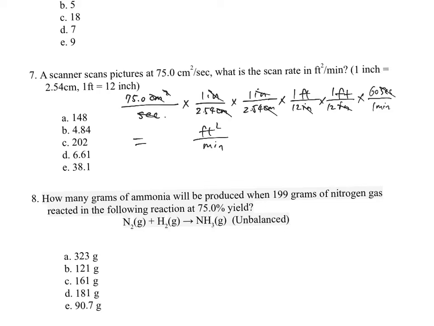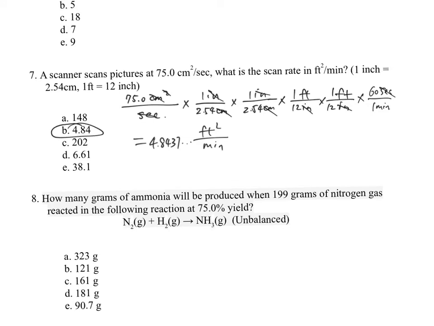75.0 times 60, and that gives me 4,500. Divide by 2.54, 1,771. Divide by 2.54 again. That's 697.5. Divide by 12, 58.1, divide by 12 again, 4.8437, doesn't matter.